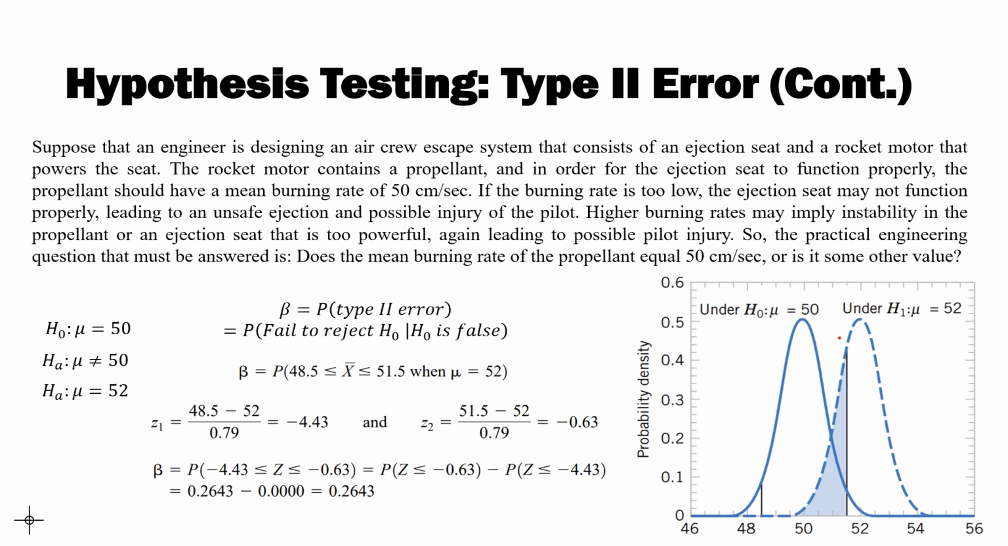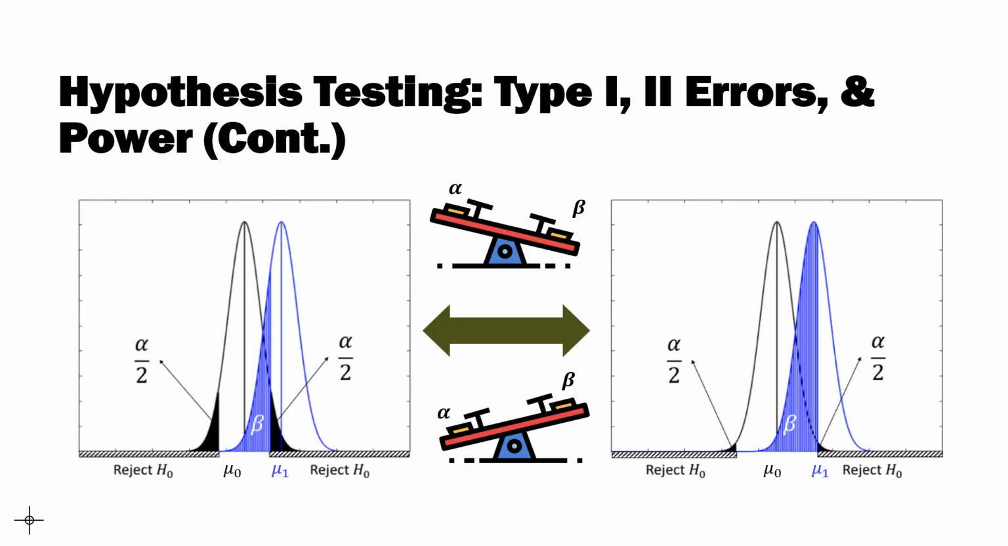When this happens, we fail to reject the null hypothesis despite the alternative hypothesis being the main distribution creating the sample. The blue shaded area under the alternative distribution represents the type 2 error, beta. This translates to the probability of our sample mean being between 48.5 and 51.5, when the actual population mean is equal to 52. After standardization, we can see that this probability, which represents beta or type 2 error, is about 0.26.